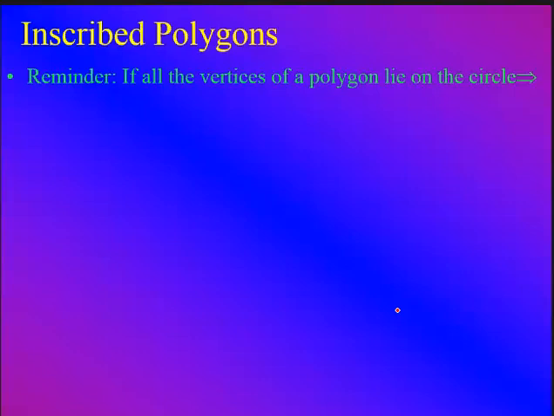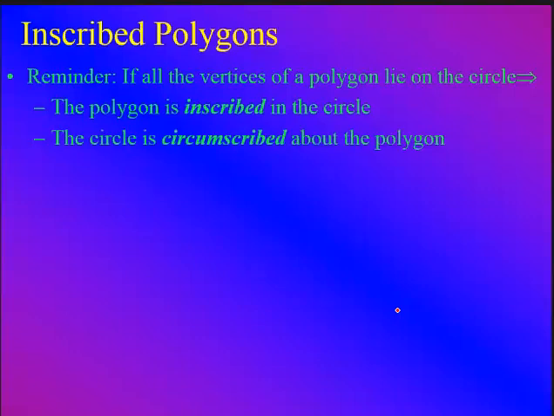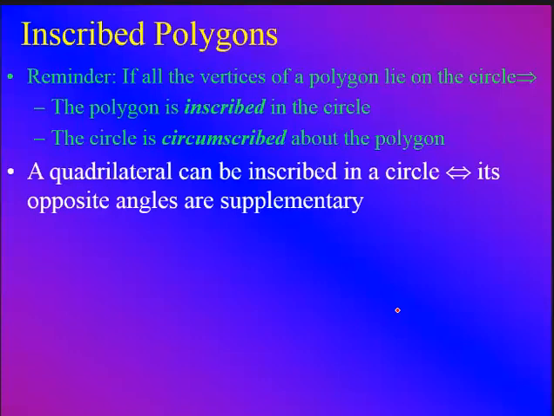Okay, inscribed polygons. This is a reminder, inscribed means to be drawn inside. A polygon is drawn inside the circle. The circle is circumscribed about the polygon. It's drawn around that polygon.